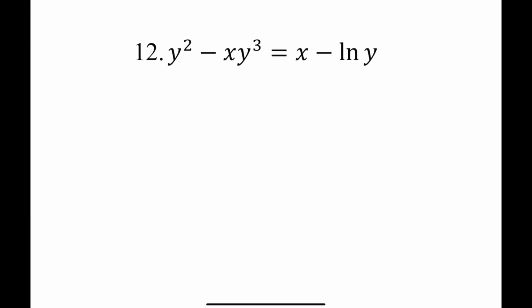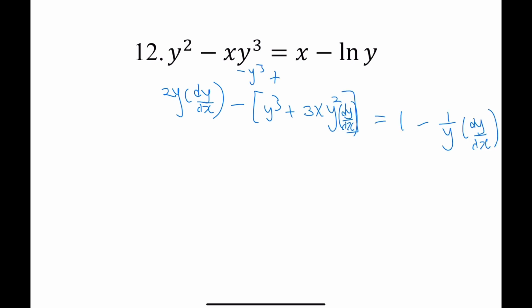Okay, and then 12, 2y dy over dx minus y to the third plus 3x y second. Yeah, you have to keep track of everything. So 2y, okay, then minus 3xy squared, right? And then plus 1 over y, and then dy/dx is equal to 1, right? 1, and then plus y to the third power.